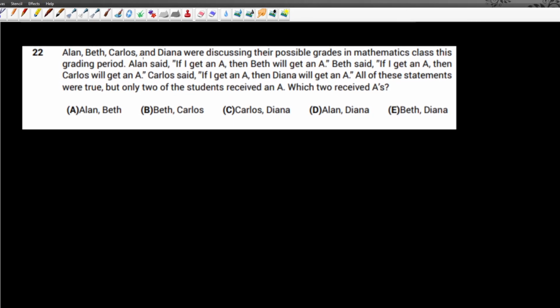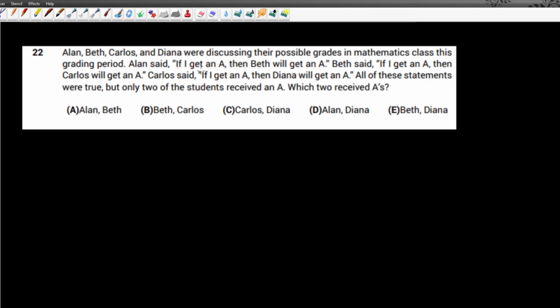Alan, Beth, Carlos, and Diana were discussing their possible grades in a mathematics class this grading period. Alan said, if I get an A, then Beth will get an A. Beth said, if I get an A, then Carlos will get an A. Carlos said, if I get an A, then Diana will get an A. All of these statements are true, but only 2 of the students received an A. Which 2 received an A?